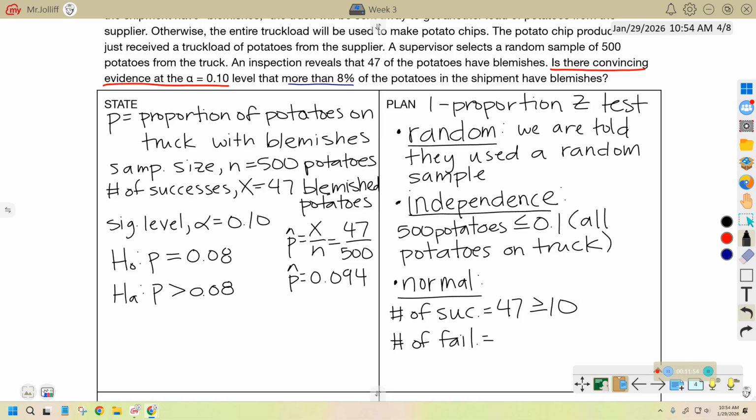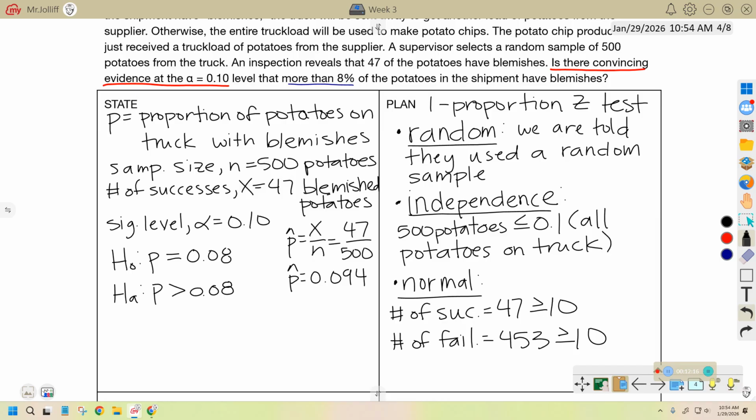Okay, so if 47 potatoes in that sample are blemished, how many are not blemished? Very good, 453, because I know those two numbers have to add up to my sample size. That is much bigger than 10. I am a happy statistician. Perfect.